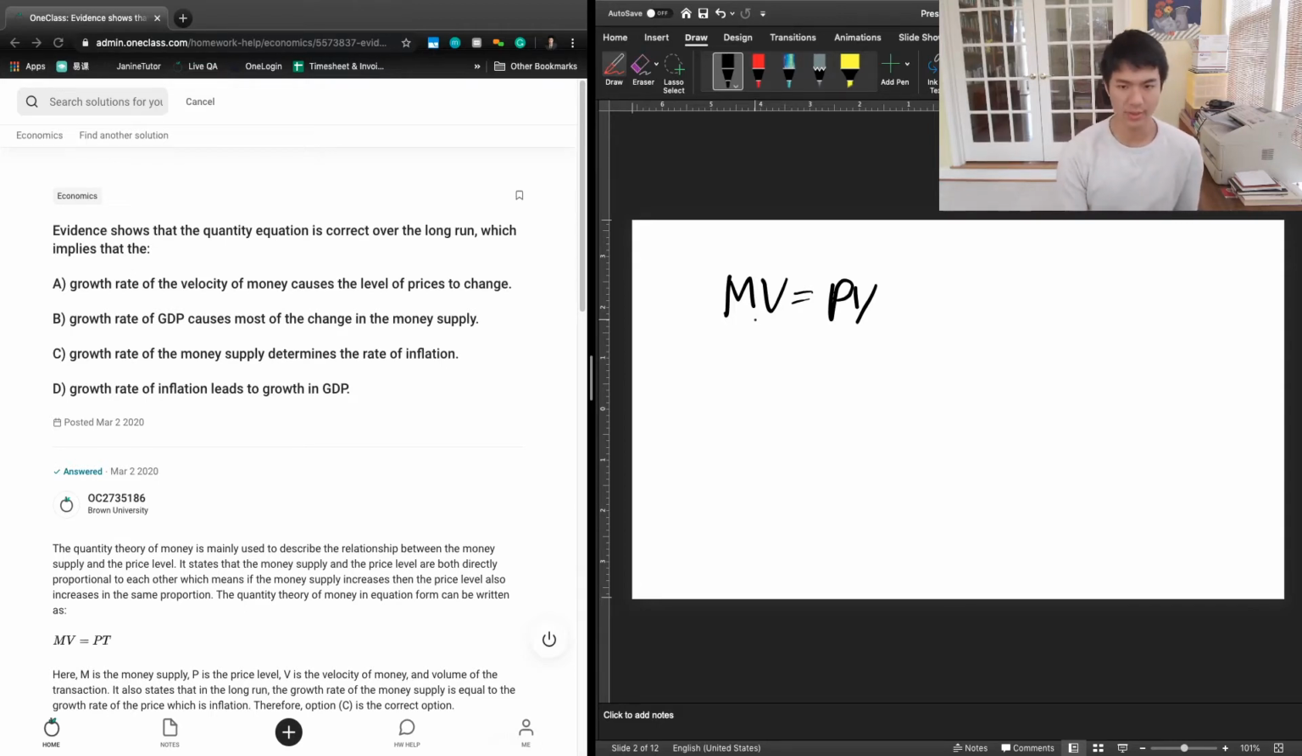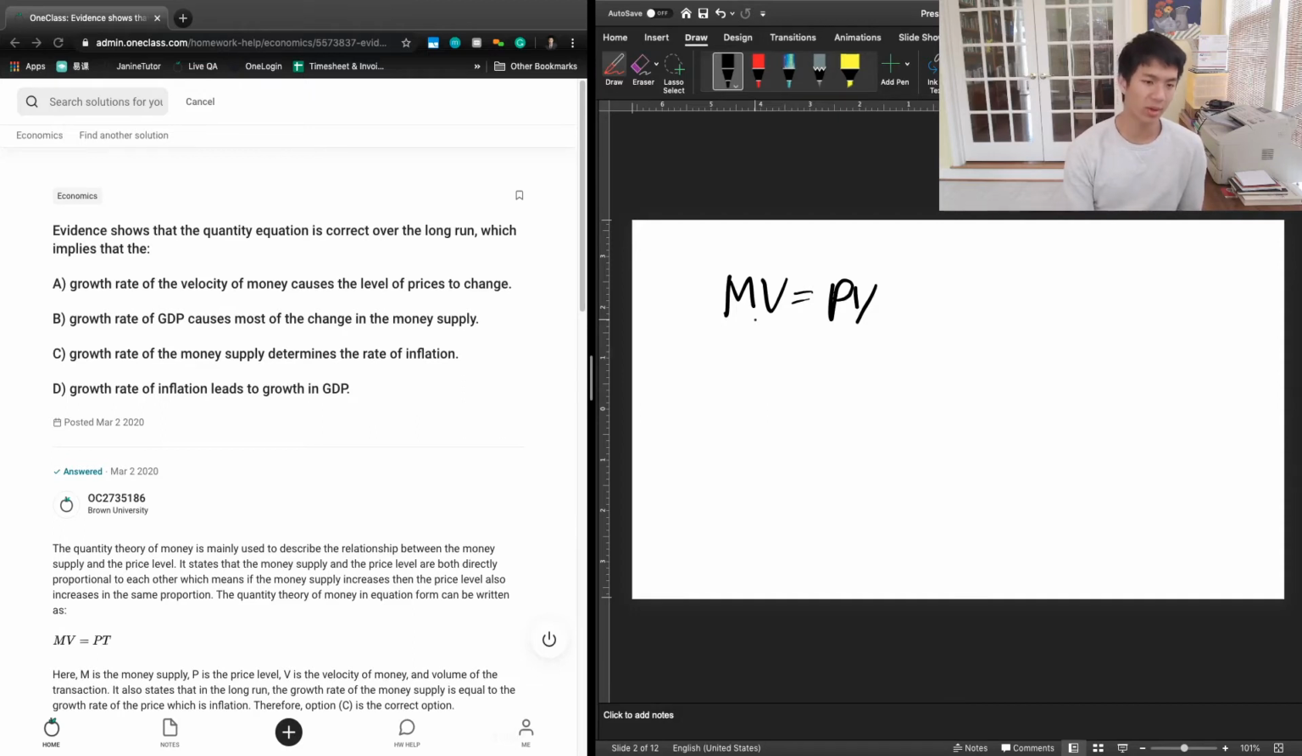So let's take a look at these answer choices and see which one of those fits our quantity theory of money equation. A says the growth rate of the velocity of money causes the level of prices to change. And so because we hold the velocity of money constant, the growth rate of the velocity of money is 0, but P is variable, and so those wouldn't be able to be equivalent to each other. B says growth rate of the GDP causes most of the change in the money supply. And so again, because we're holding GDP constant, Y is equal to output or GDP. It has a growth rate of 0, and therefore it cannot equal the growth rate of the change in the money supply, which would be variable. It could be positive or negative.